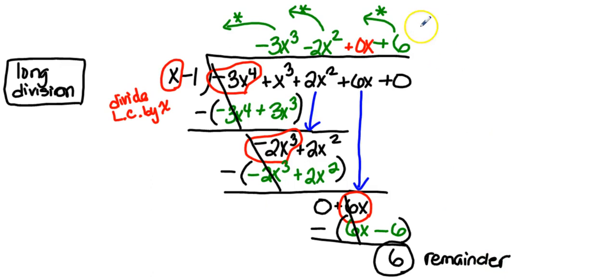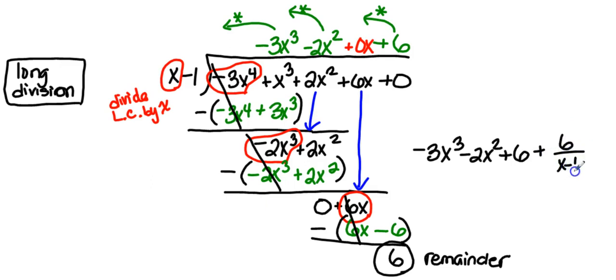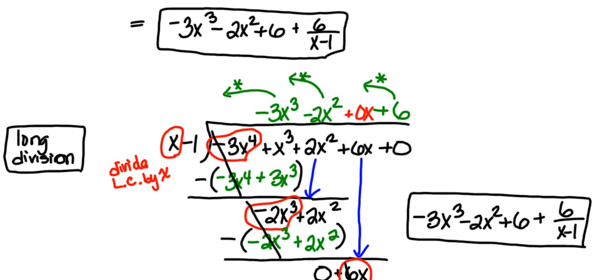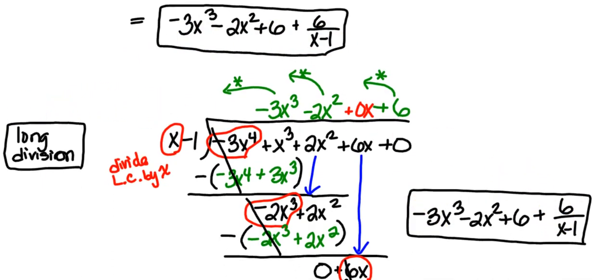And I am done. So the result is negative 3x cubed minus 2x squared. You can choose to write the 0x if you want. I'm not going to. Plus 6, and then my remainder is plus 6 divided by x minus 1. So that completes the day 1 notes. Notice if we compare our answers, look at this one and look at this one, they are the exact same.